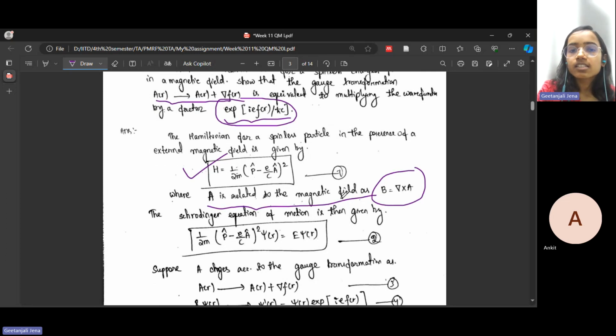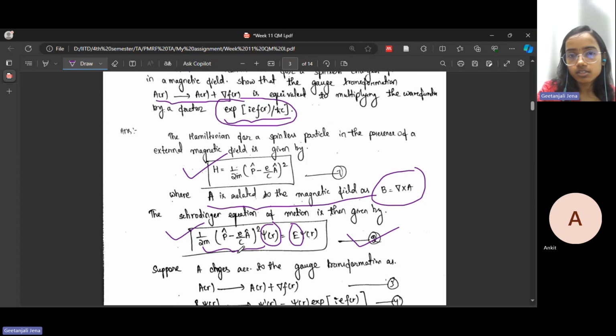Now this Hamiltonian satisfies the Schrodinger equation, right? So if you put the Hamiltonian, equation 1, then you can easily write the expression for the Schrodinger equation in the presence of a magnetic field. If you see equation 2, this expression is the Hamiltonian, this is the wave function, E is the energy eigenvalue, and psi is the initial wave function. Now, how can you check whether in the presence of a gauge transformation the wave function only changes by a phase factor?